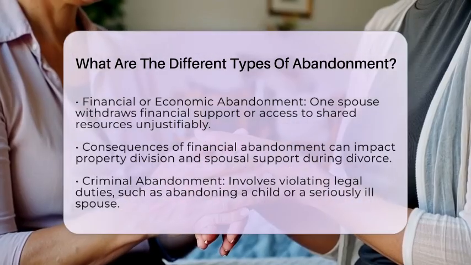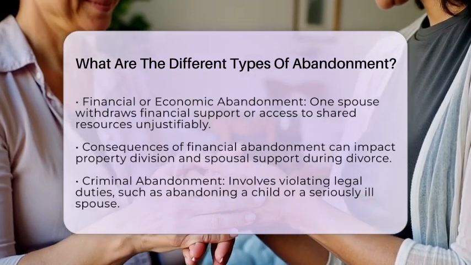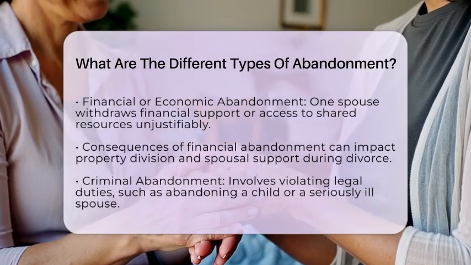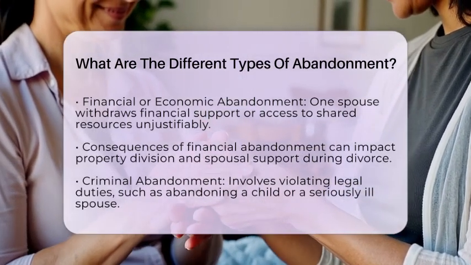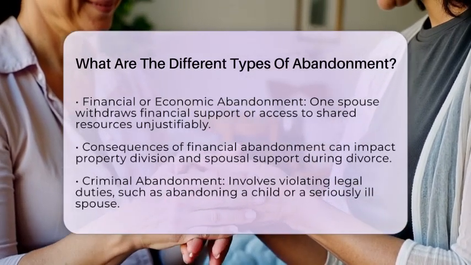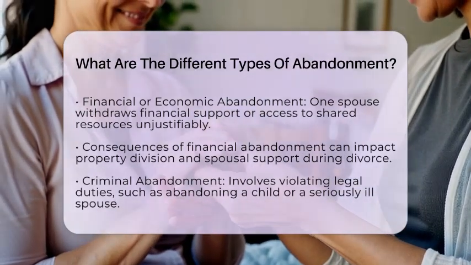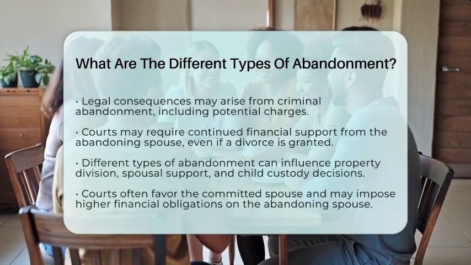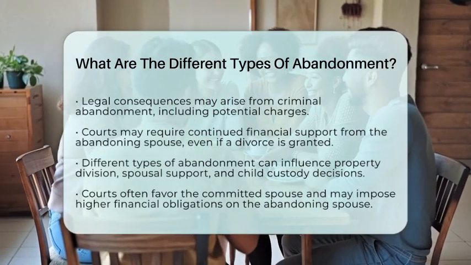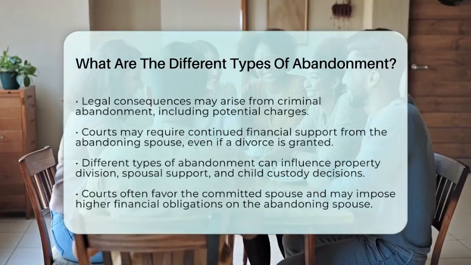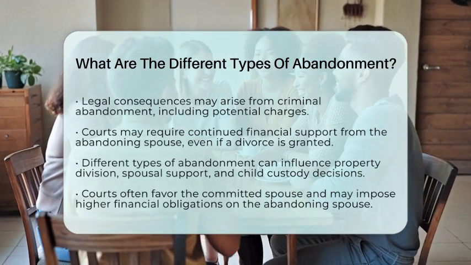Finally, we have criminal abandonment. This is a serious form of abandonment that can lead to legal consequences. It involves violating legal duties, such as abandoning a child or a spouse who is seriously ill. For example, a parent who fails to provide care for their child or a spouse who leaves a sick partner without support may face criminal charges. Courts may require continued financial support even if the abandoning spouse is granted a divorce.